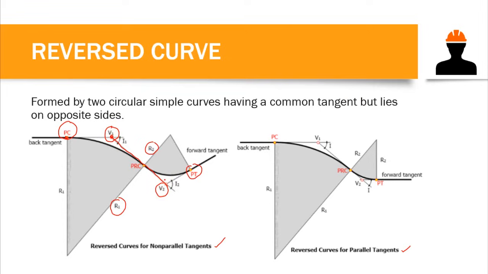Now, for non-parallel tangents, as you can see, the back tangent and the forward tangent have a point of intersection. From the word itself, it is non-parallel. But for the second case, the back tangent and forward tangent are parallel to each other, just like this one here. So we have two cases here, and we will try to solve a different example for each case. Let's try to solve our example number 1.